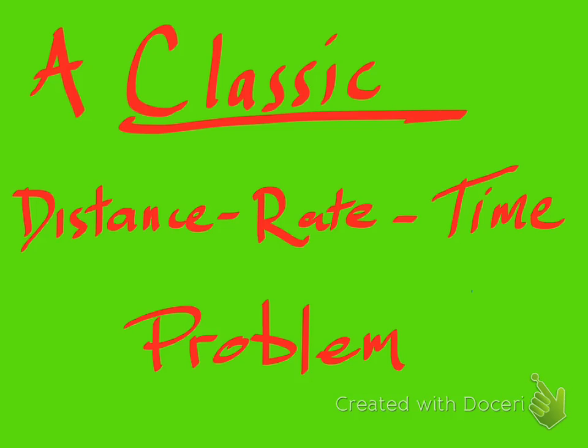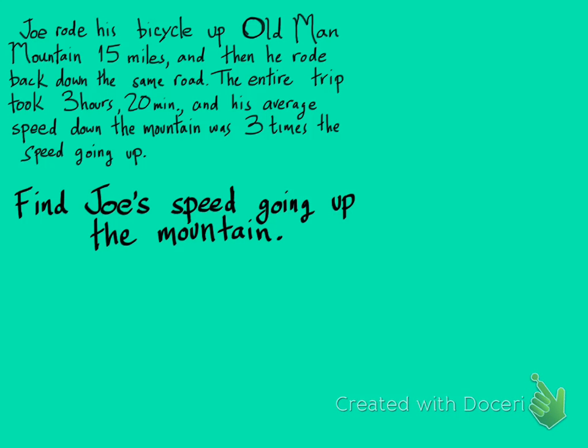Alright, so this problem, as you might recall, started off with this. Here's the problem. Joe rode his bicycle up Old Man Mountain 15 miles and then he rode back down again on the same road. The entire trip took 3 hours and 20 minutes, and his average speed down the mountain was 3 times the speed going up. And the problem is, find Joe's speed going up the mountain.